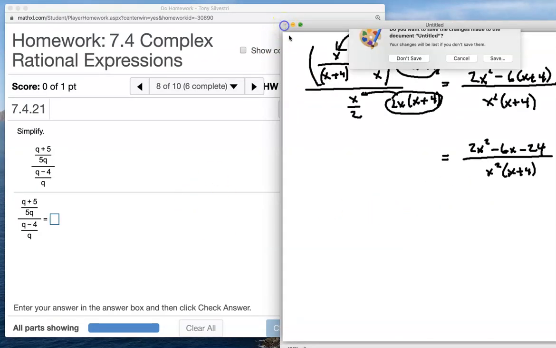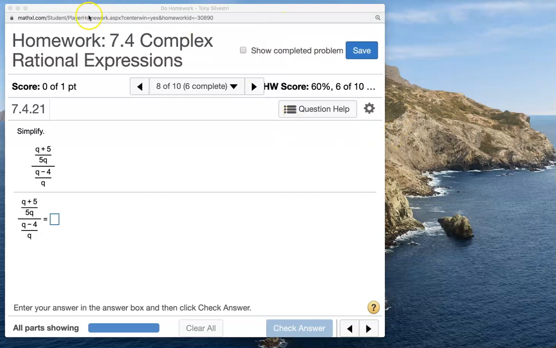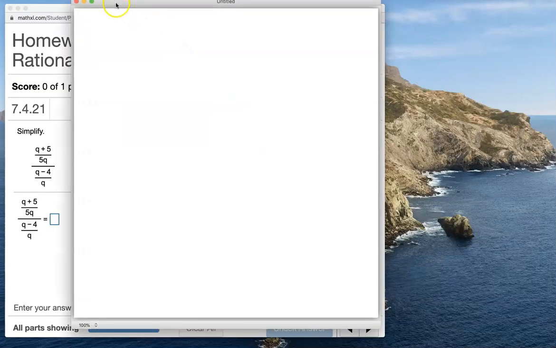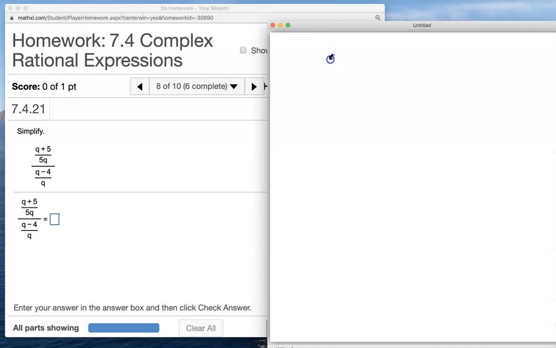Let's clean this up a little bit. Get rid of this. And this is not too bad at all. File, new. After what we just went through, this is going to be an easy breezy problem, because I got the q plus 5, that is a bundle in itself, divided by 5q. Divided by, here's the mother, q minus 4 bundle divided by q.